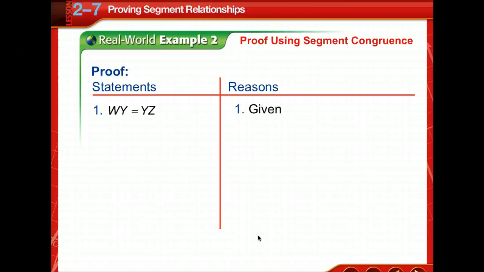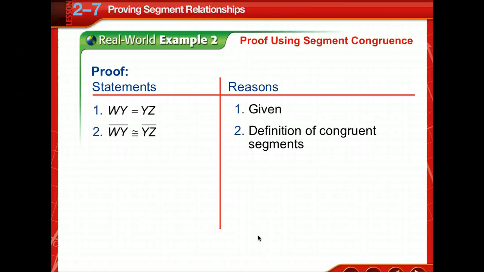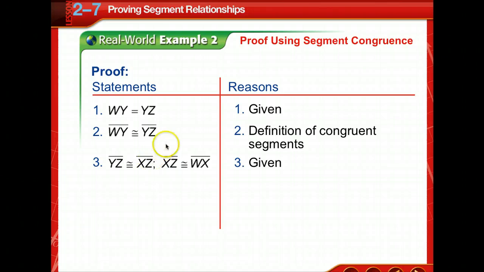Okay, our statements were given WY is equal to XZ, or YZ, so that means the segments are congruent to each other by definition of congruent segments. Notice that we're listing the rest of what's given. You don't have to list all the given together. You can list it as you get ready to use it.